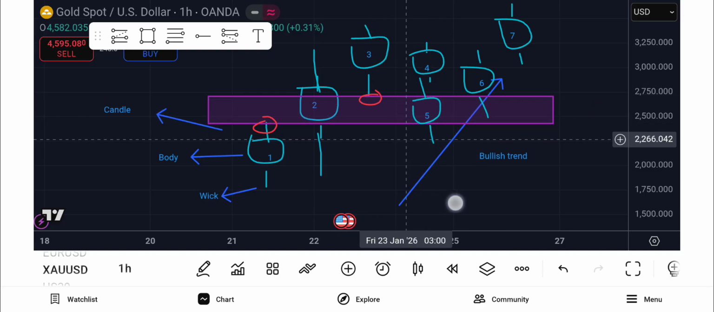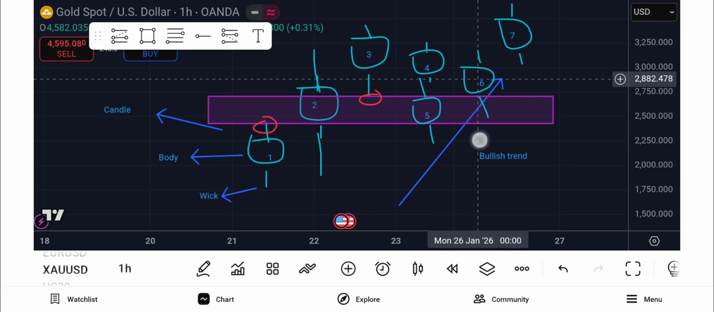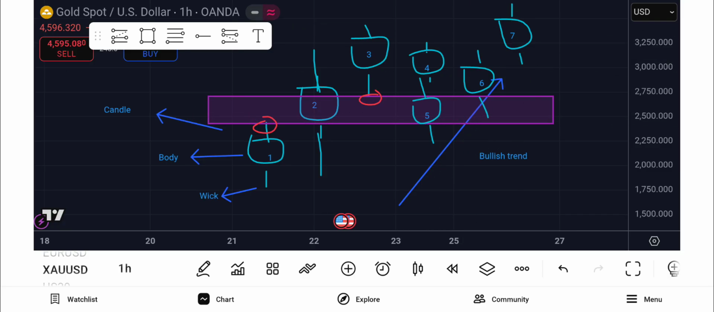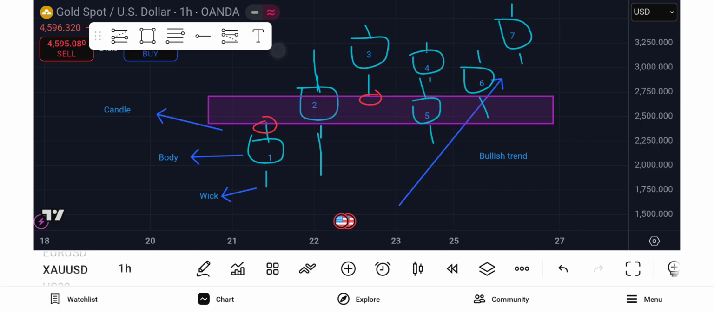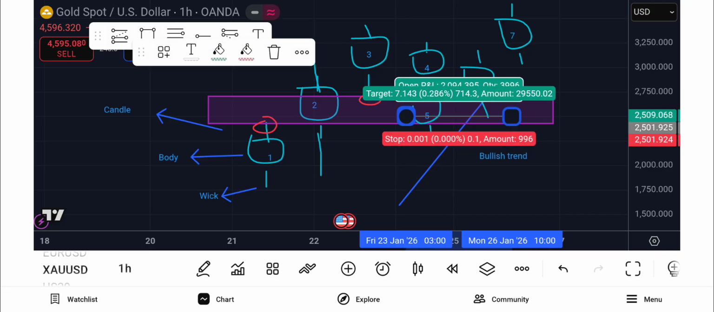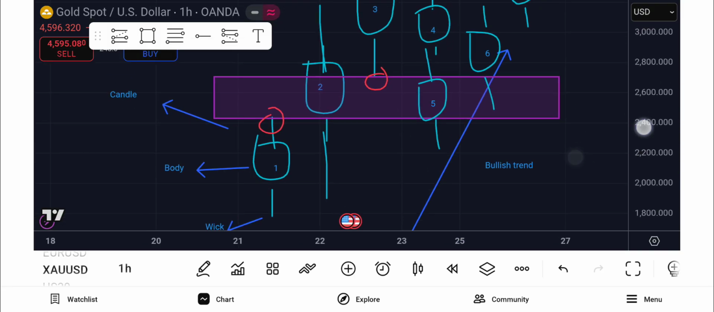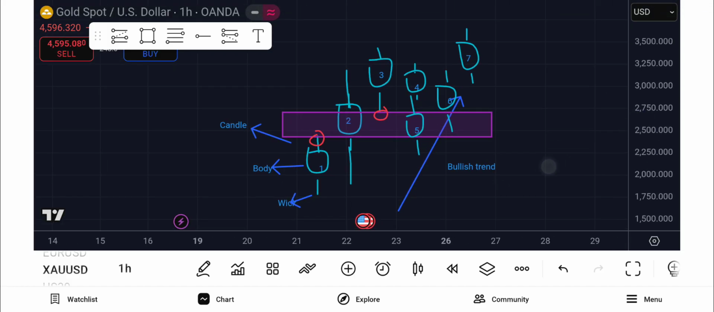As soon as it came into the fair value gap, you would enter and you would continue to buy. So it would be something like, as soon as it comes in here, you would enter. But you would wait for price to come back down into it.